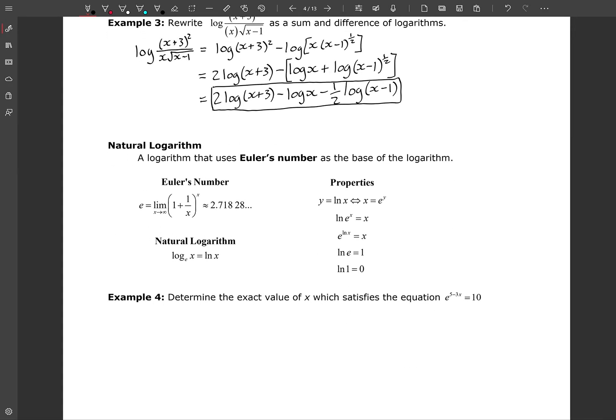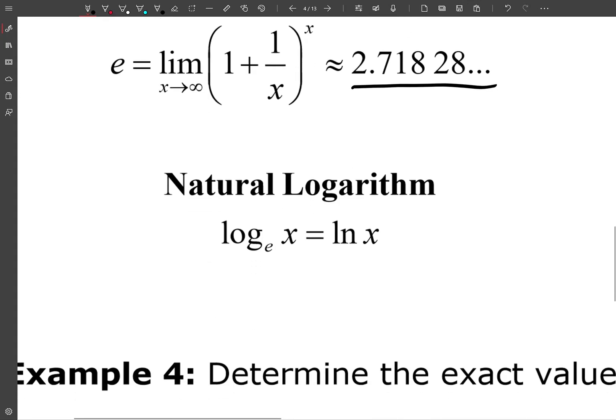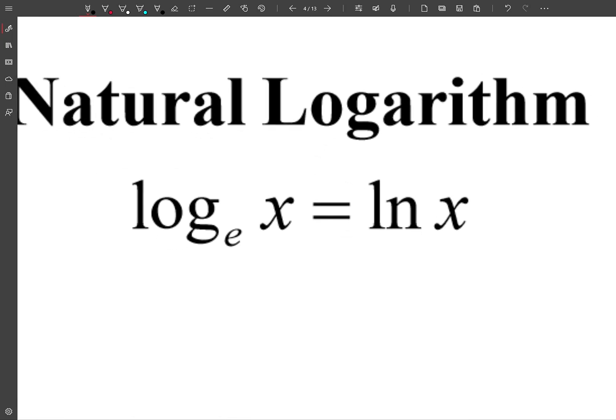All right, natural logarithms. Natural logarithms are really interesting because they're just regular old logs, but they use Euler's number as the base of the logarithm. Euler's number is this really nifty number that's useful for a whole bunch of things that I'm not going to get into right now. It's gotten from the limit as x goes to infinity of (1 plus 1 over x) all to the power of x. And natural logarithms are just the log base e of x.